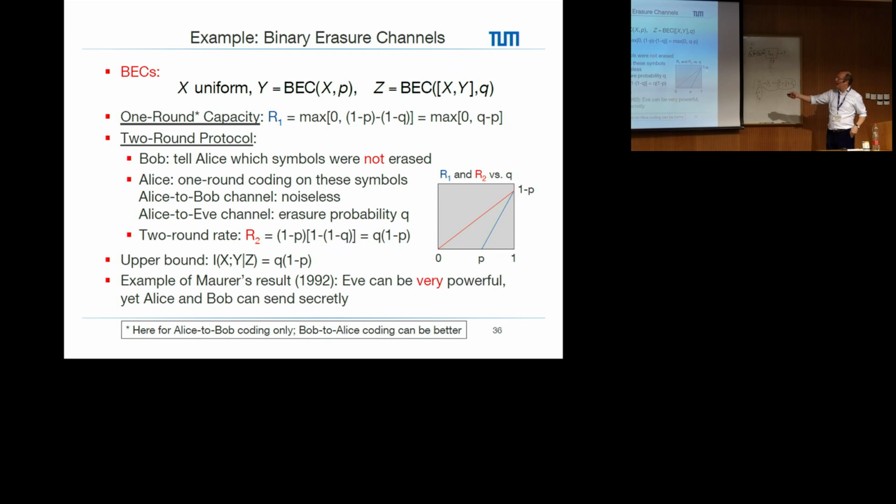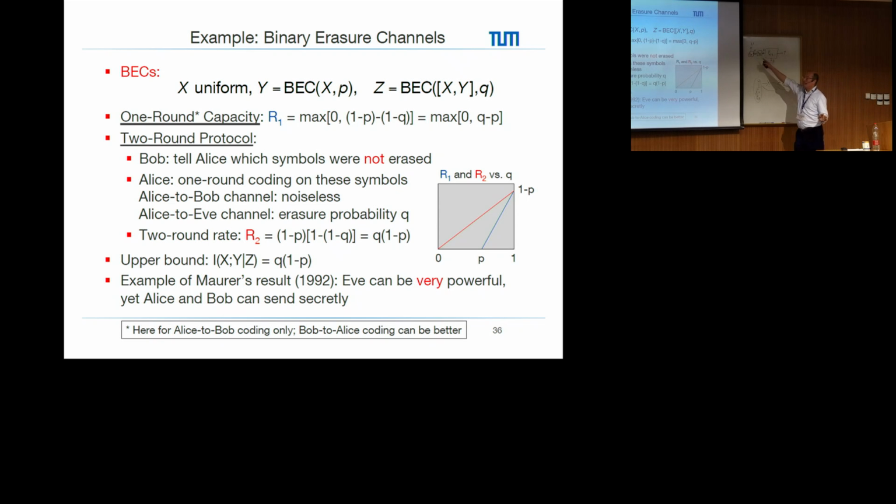Two rounds, and we get a much higher rate. In fact, you can quickly compute I(X;Y|Z). That's just the probability I get an erasure times the mutual information between X and Y. So that's the capacity. Two rounds is enough. It's a simple example to show how rounds help. They help create a new statistical situation where suddenly the channel between Alice and Bob is much better than the channel between Alice and Eve. That's the whole point of these protocols.